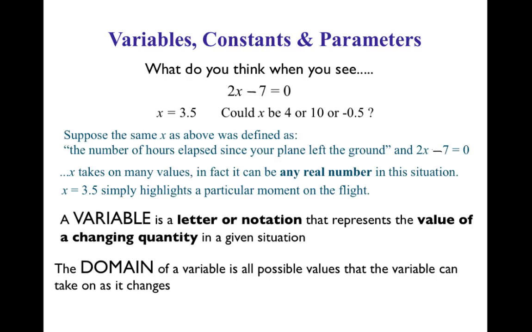The domain of a parameter doesn't exist because it just stays the same. But the domain of a variable is the set of all possible values that variable can take on as it changes. So it's a changing quantity, a changing value. Domain is all possible values it could take on.